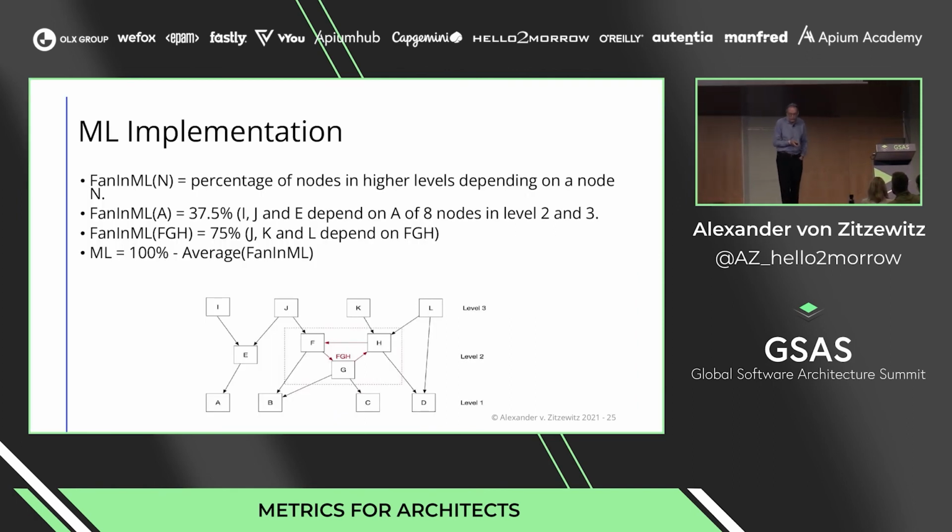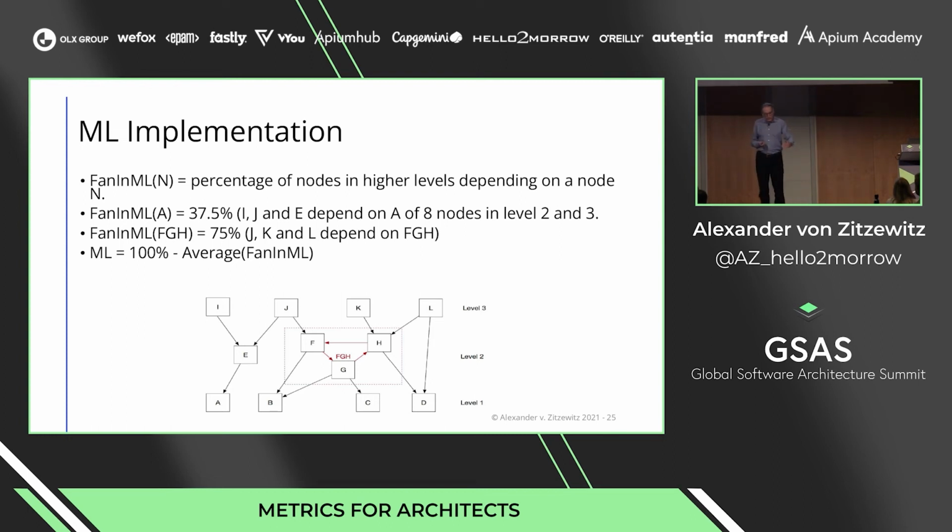So the next step, we compute the so-called fan-in values for all the nodes. So how many nodes on higher levels depend on me? For example, if I look at node A here, this one is used by E, I, and J. Yeah? 3 of 8 nodes which are on the higher levels. So fan-in would be 3/8, or 37.5%. Fan-in for D is worse, because we are used by F, G, H, obviously. Then we are also used by J, K, and L, meaning 6/8, 75% fan-in for this one.